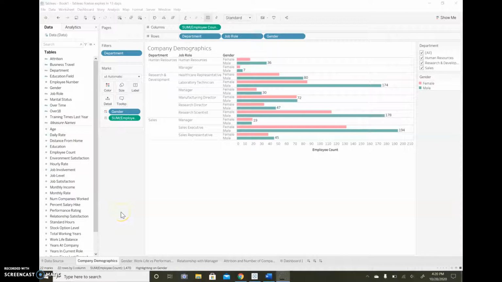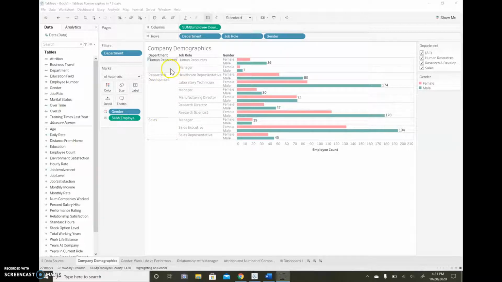The first worksheet in this Tableau assignment discusses the demographics of the company. I started it by sectioning it off by department. So the three departments of the company were human resources, research and development, and then sales. And then from there, I split it into the job roles within each department.